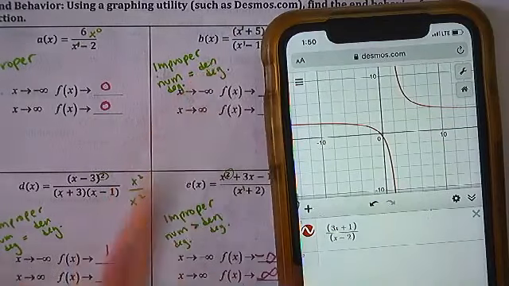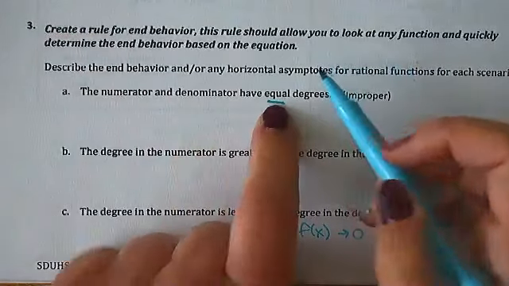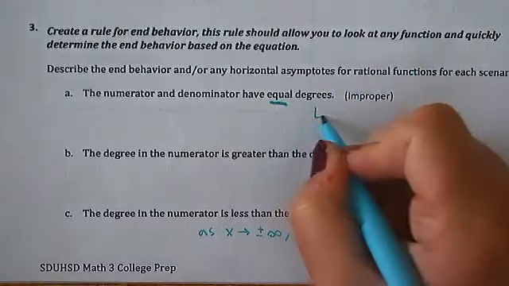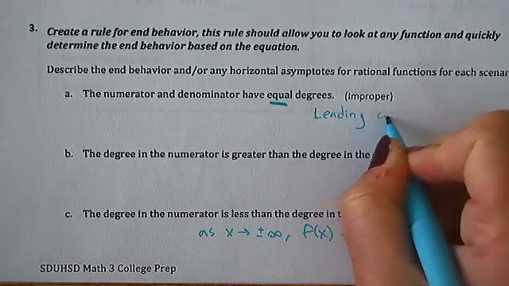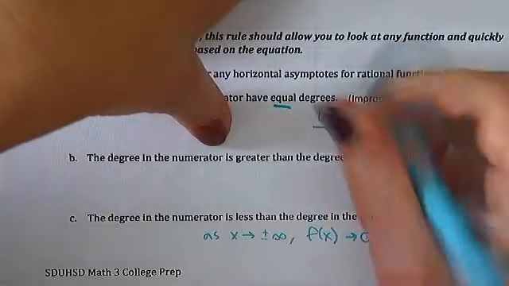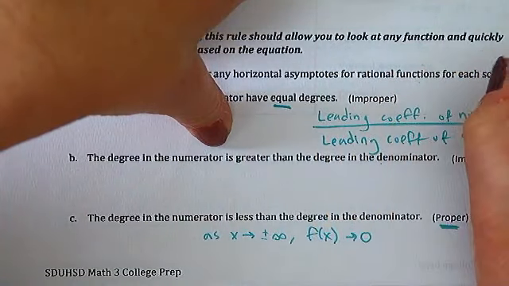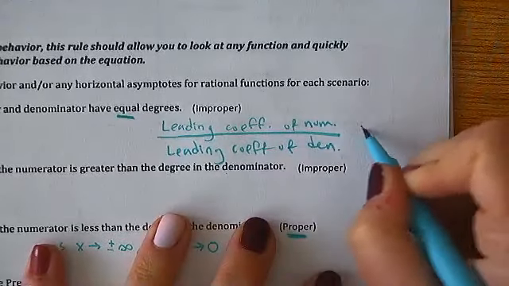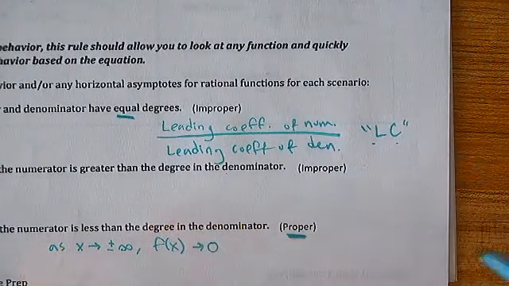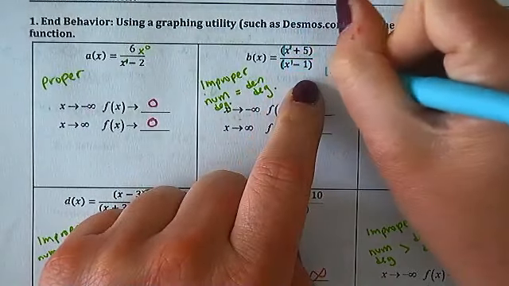For this one, it approached 1. And for this one, it approached 1. So where are they coming up with these values? Well, if they have equal degrees, what you do is you take the leading coefficient of the numerator and you divide it by the leading coefficient of the denominator. You guys will see me put LC for leading coefficient a lot in my work. So for this one, this was 1x divided by 1x. And what's 1 divided by 1?